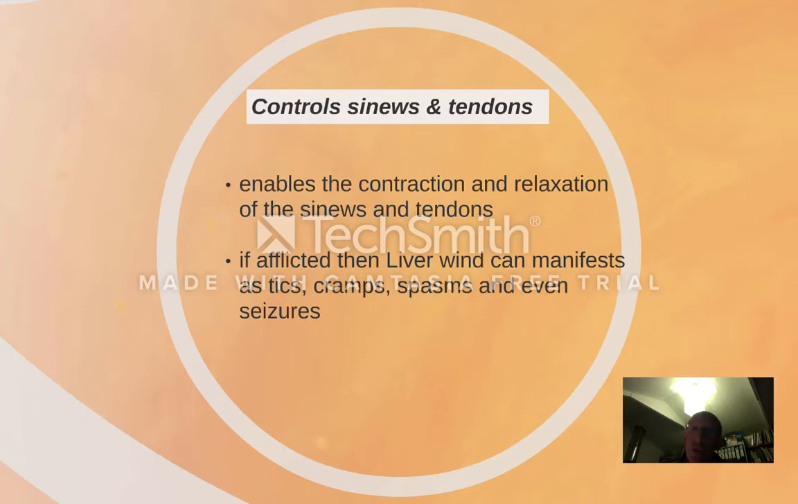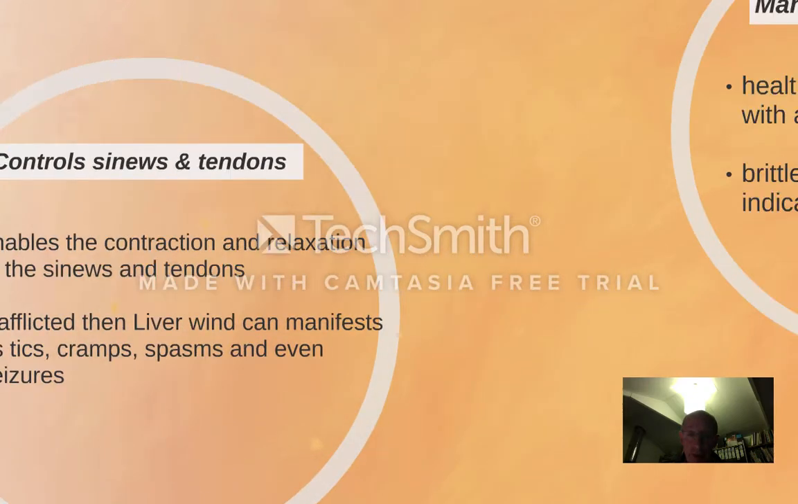The third function is to control the sinews and the tendons. Now we're not talking here about the bulk or the size of the muscles, that relates more to the flesh or the spleen in Chinese medicine, but the liver's role is to enable the contraction and relaxation of the sinews and the tendons. And if that's afflicted in some way, if for example the liver blood is deficient and liver wind enters into the system, then you might get things like tics, cramps and spasms, even seizures, as these tendons and sinews aren't properly nourished and can't do their normal functioning.